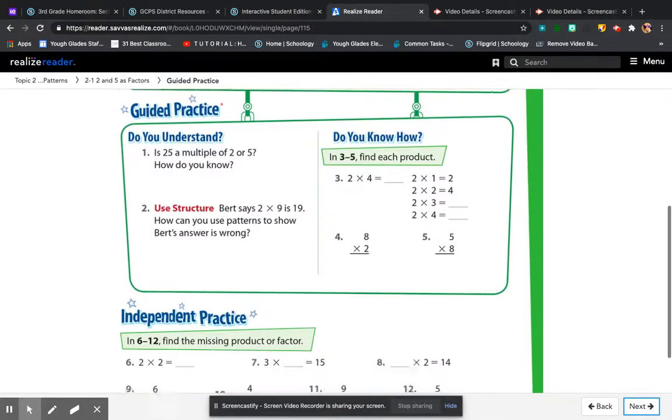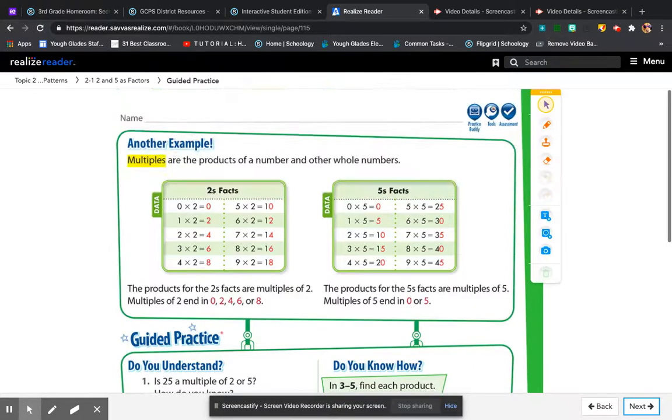In this video, we're going to just work on page 63. So we're going to learn a new vocabulary word here in math, and that word is multiples. Can you say that with me? Multiples. What do we mean by multiples? Now, this says multiples are the products of a number and other whole numbers.